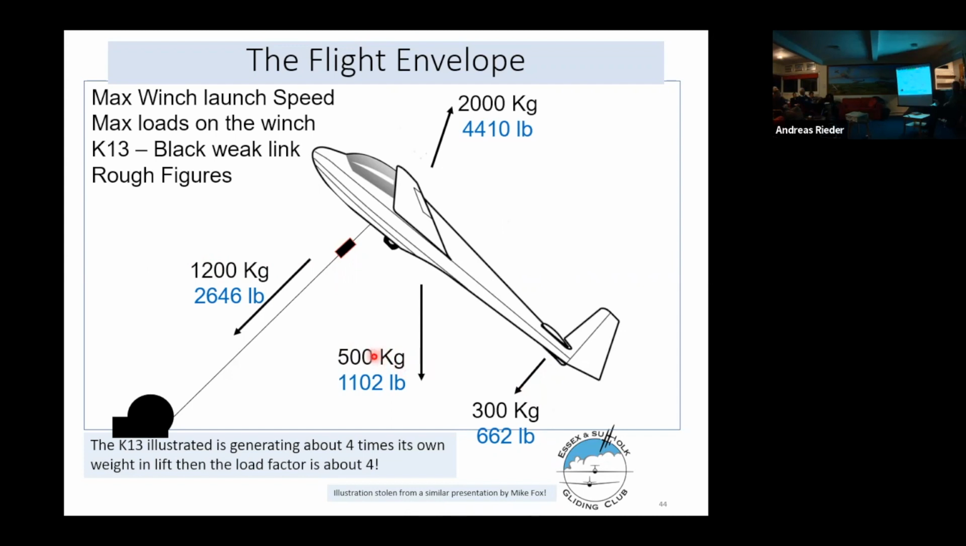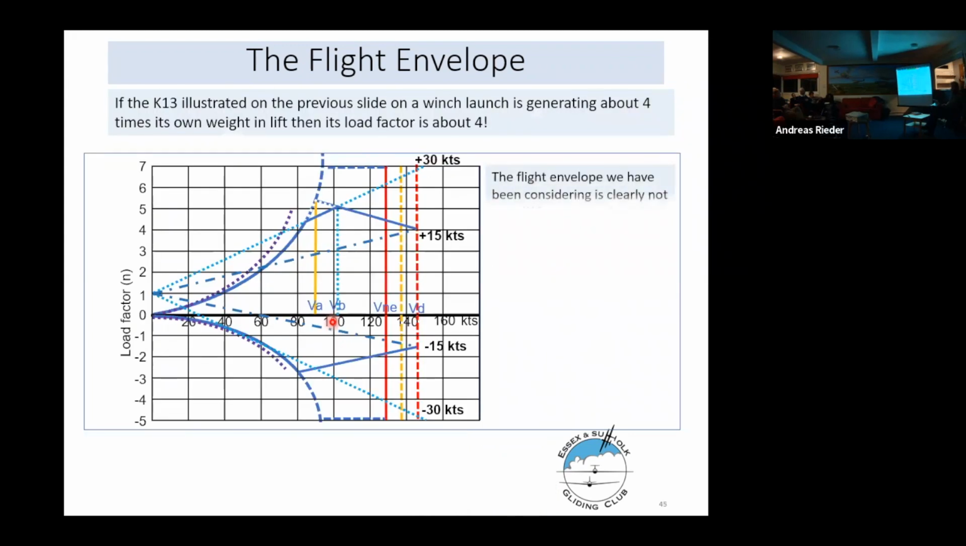300 plus 500 plus 1200 is about 2000. So this wing is generating about 2,000 kilograms of lift during that winch launch. 2,000 is approximately 4 times its weight. So that aircraft has a load factor of 4 going up a winch launch. Load factor of 4, just to underline, is there on this graph.